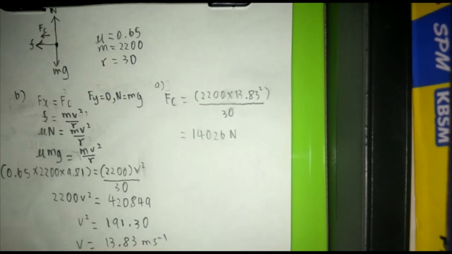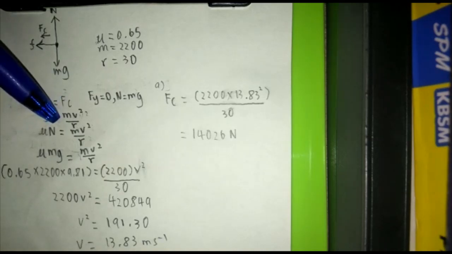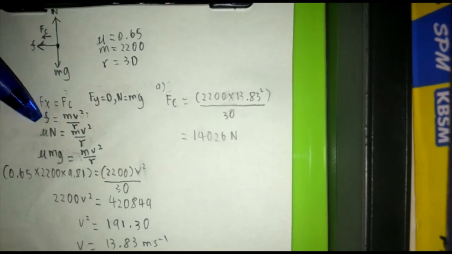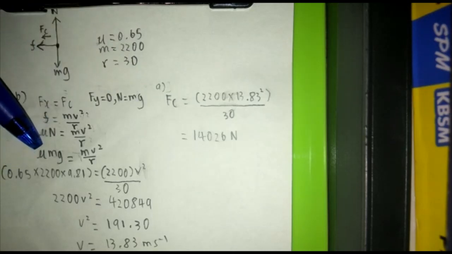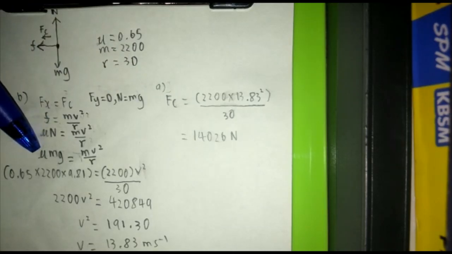To find centripetal force, our formula is mv squared over r, but we lack the information of v. So in order to find v, we need to use Fx equal to Fc. We know that Fx is our friction force and Fc is this formula. Then F is also equal to mu N, and although we don't have the information of normal force, we can use this one, N equal to mg, and substitute it into this one, and we will get this equation.